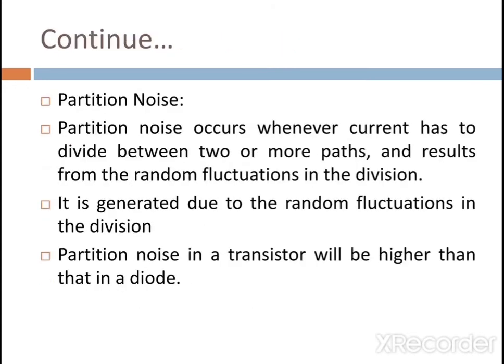Then partition noise. So what is partition noise? Partition noise occurs whenever current has to divide between two or more paths, and results from a random fluctuation in the division. Then it is generated due to random fluctuation in the division of current. Partition noise in a transistor will be higher than that in a diode.